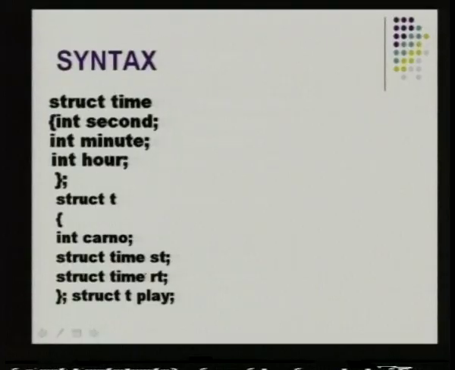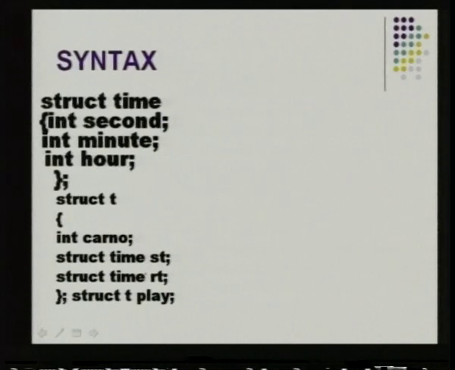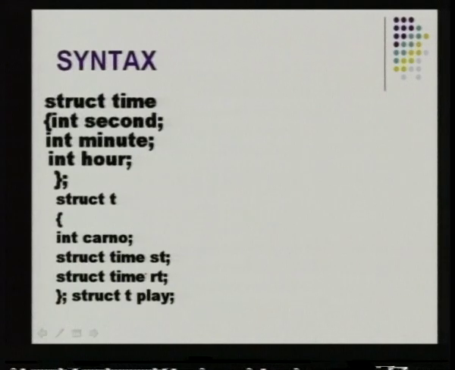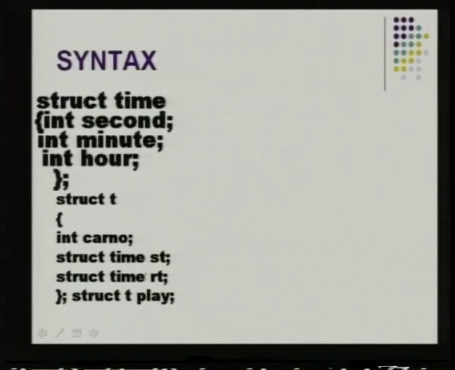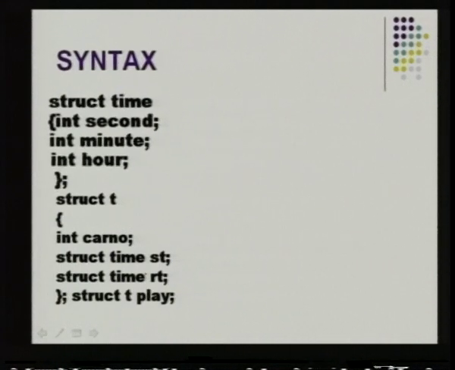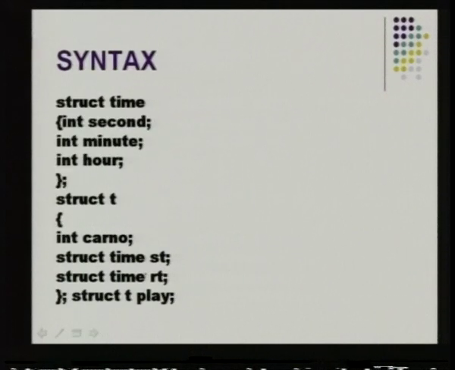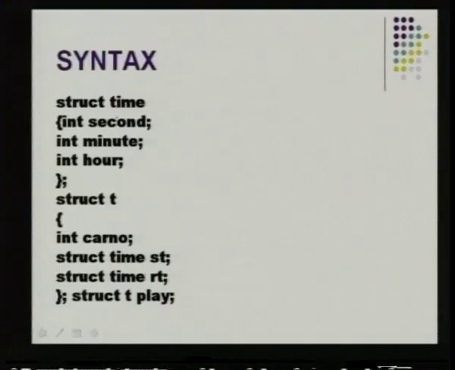Now the first thing that you see is a normal structure, struct time, with three variables of integer type: second, minute and hour. All three are integer values, and you have closed it with a semicolon. But the difference here is you have not declared any variables. You only have the structure tag and the members. You have closed it over here, you have not explicitly defined any variable.